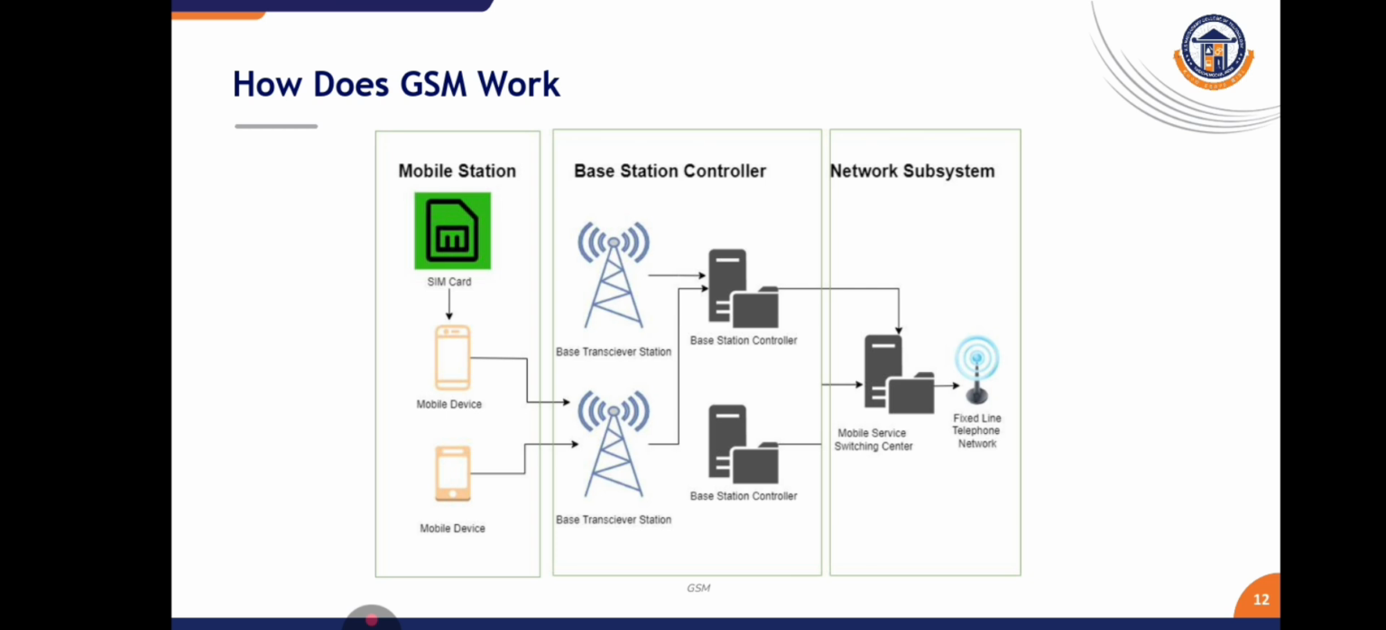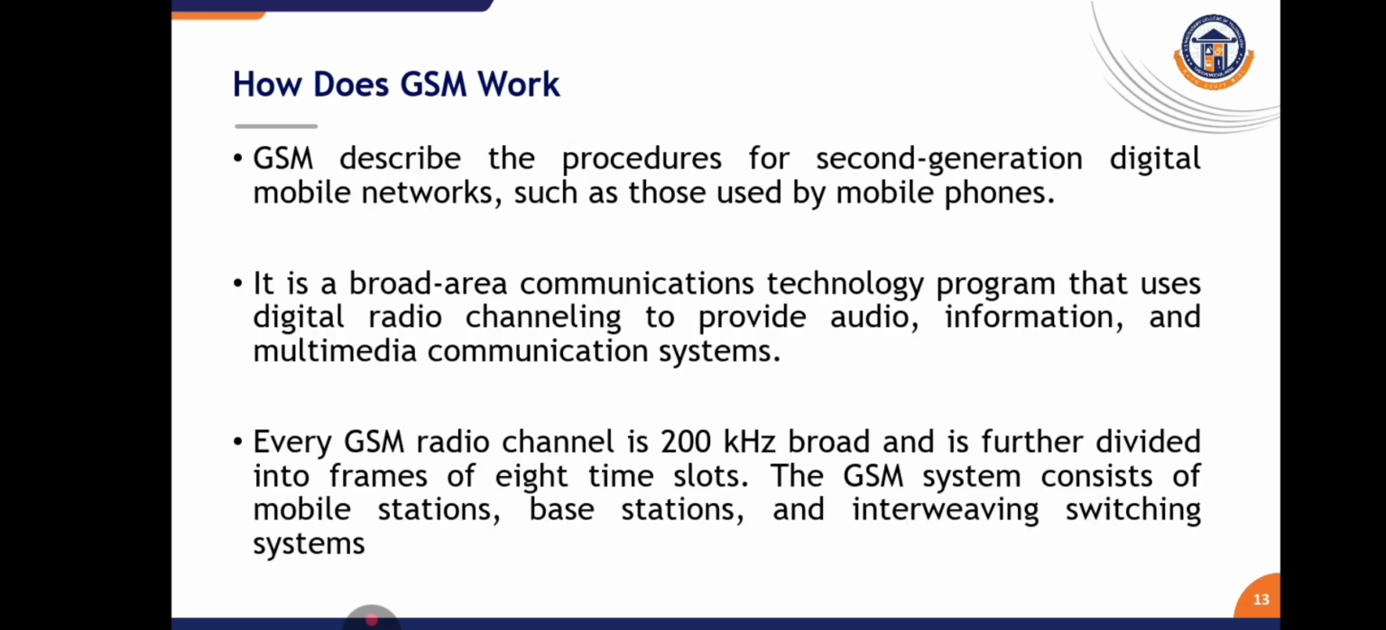Every GSM radio channel is 200 kilohertz wide, and it's further divided into frames of 8 time slots. The GSM system consists of the mobile station, base station, and network switching system. GSM allows 8 to 16 audio users to share a single radio channel. Each radio transmission can have a number of radio channels. Because of its simplicity, cost, and accessibility, GSM is now the most often utilized network technology in the Internet of Things.